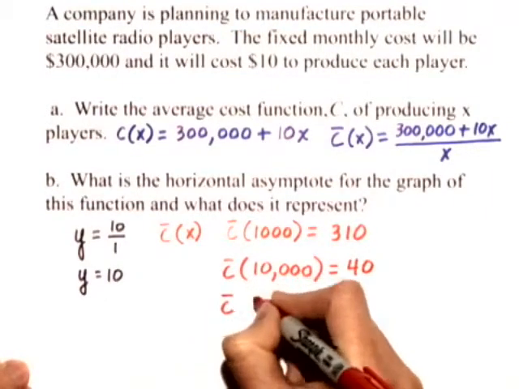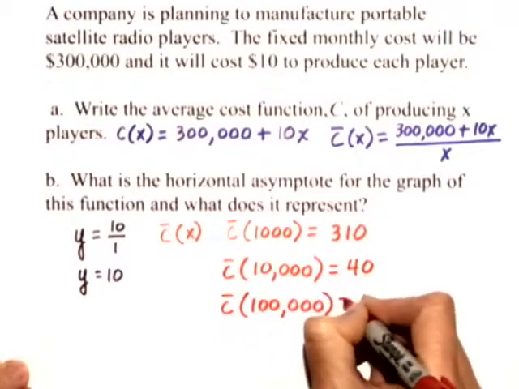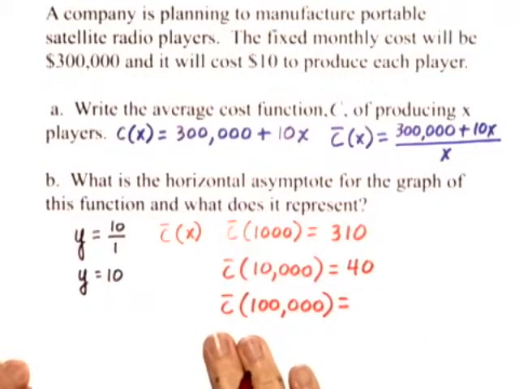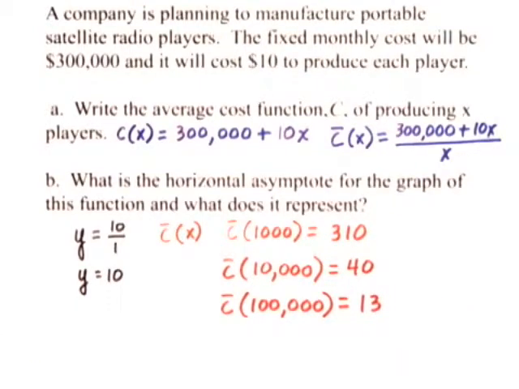Let's look at one more. Let's look at C bar of, say, 100,000. So if we calculate the average cost of producing 100,000 of these players, the cost goes down now to only $13 per player. So what's happening, you can see, the more we produce, the closer and closer the average cost value is getting to that number 10. So the horizontal asymptote means that the more players produced each month, the closer the average cost per radio for the company comes to $10.